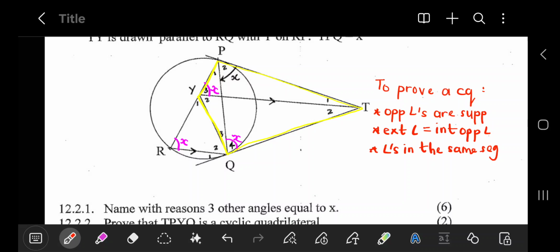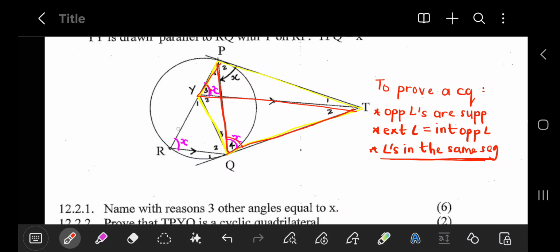But the third one is something a little out of the ordinary. If you are able to prove that you have angles in the same segment, then yes, it is a cyclic quad. Now this is actually the one that we are going to use for this question. The reason why is because if you look at your diagram, here's your shape for angles in the same segment. Angles in the same segment almost always have this particular shape to it.